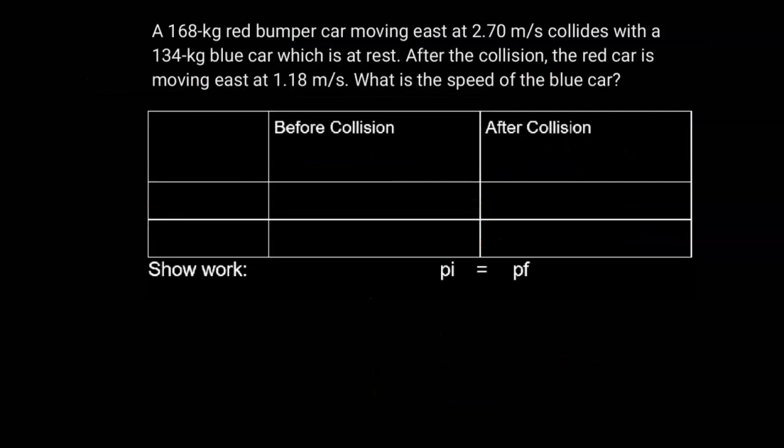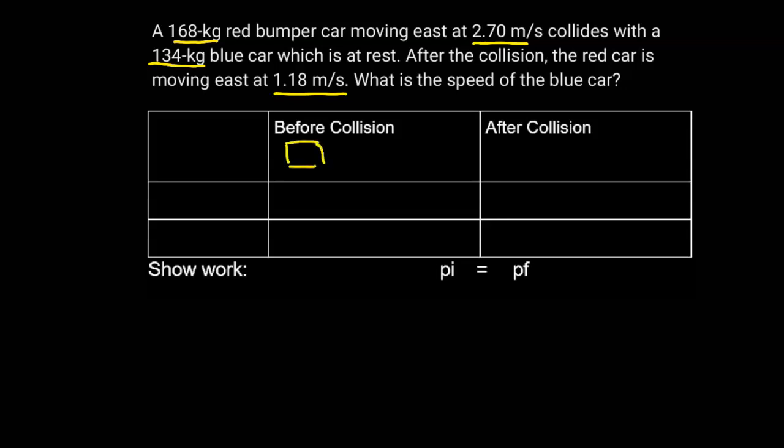Previously, we looked at two hit and stick problems where the objects collided and stuck together. Now we'll look at a problem where the two objects collide and they bounce off, they don't stick. A 168 kilogram red bumper car moving east at 2.7 meters per second collides with a 134 kilogram blue car which is at rest. After the collision, the red car is moving east at 1.18 meters per second. What is the speed of the blue car?